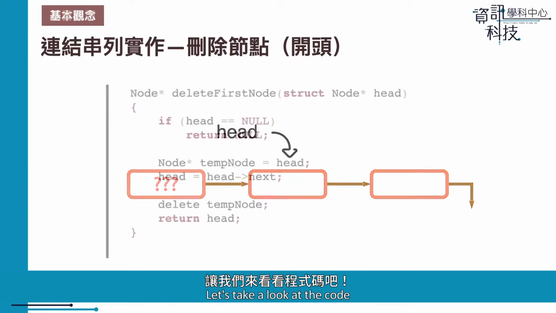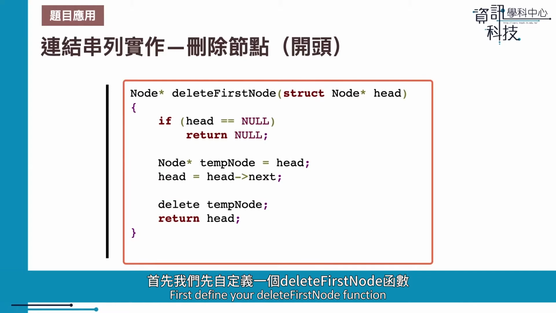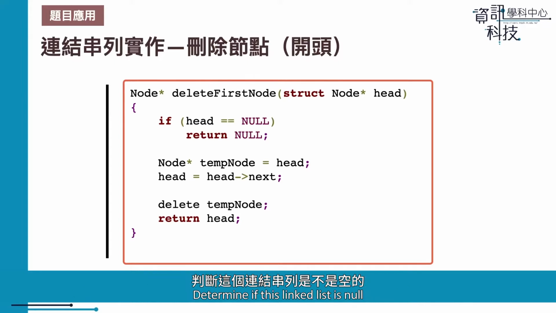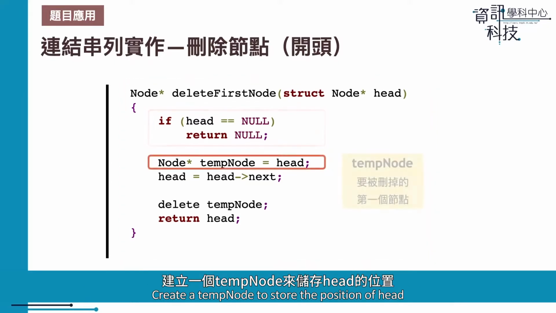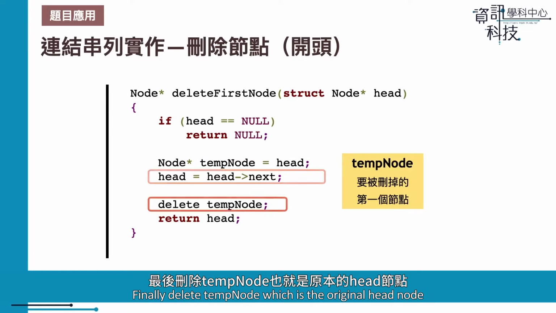Let's take a look at the code. First, define your delete first node function, of which the parameter represents the memory address of the head of a linked list. Determine if this linked list is null. Create a temp node to store the position of head. Then point head position to the second carriage. Finally, delete the temp node, which is the original head node.